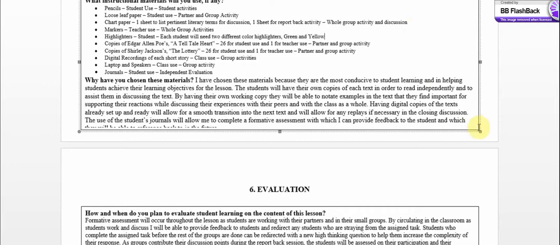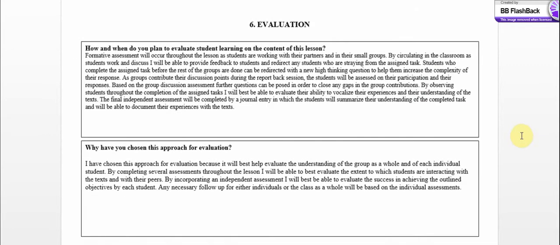Okay, that completes that portion. And let me move on to the evaluation portion of the lesson plan. How and when do I plan to evaluate student learning on the content of this lesson? Formative assessment will occur throughout the lesson as students are working with their partners and in their small groups. By circulating in the classroom as students work and discuss, I will be able to provide feedback to students and redirect any students who are straying from the assigned tasks.